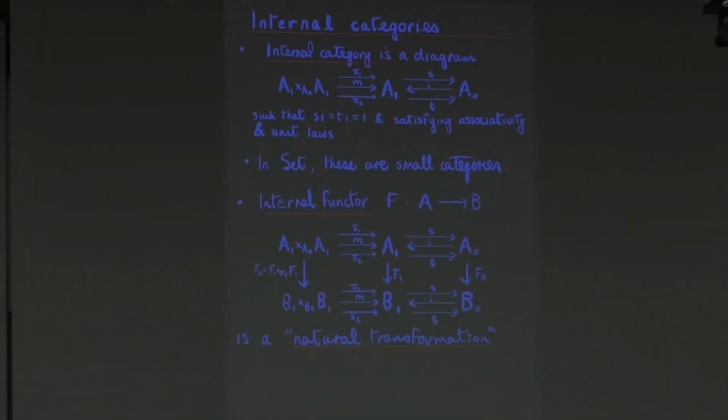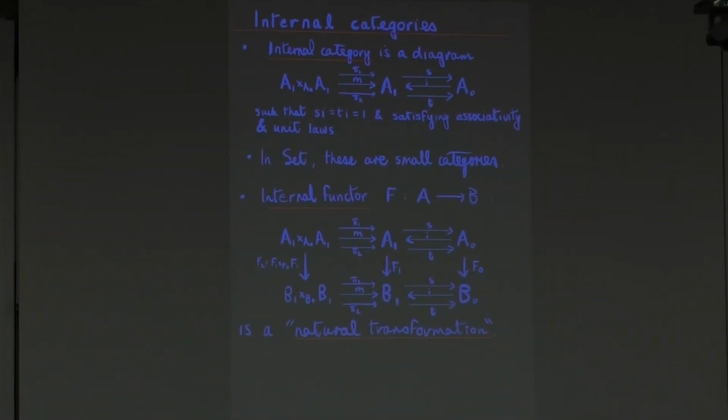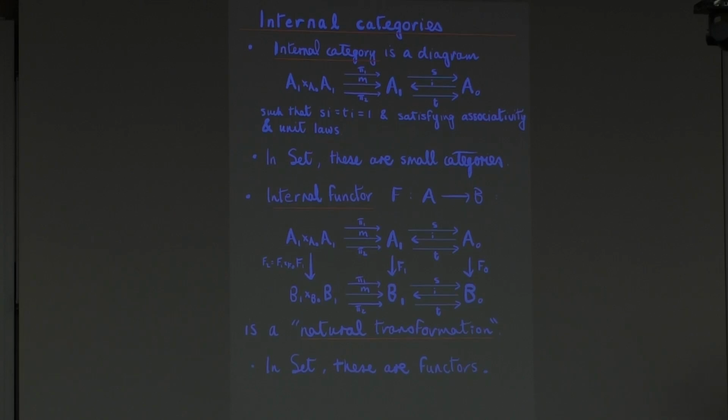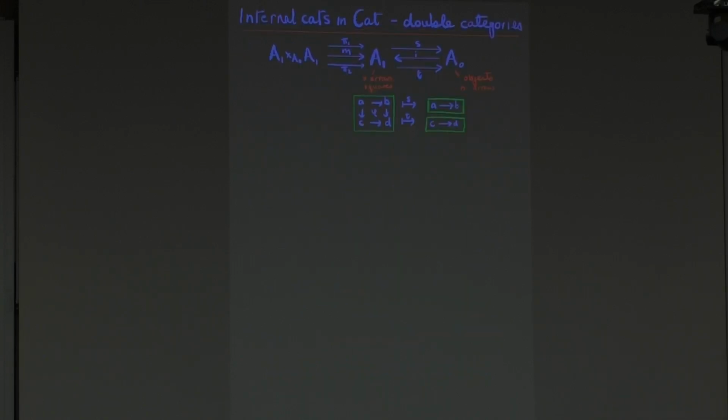They're like the natural transformations in a sense that you can make precise. I won't make that precise right now. And in Set, these are functors. So that's great. If we want to look at two-categorical structures, you move to models in Cat, say. That's a good place to start.